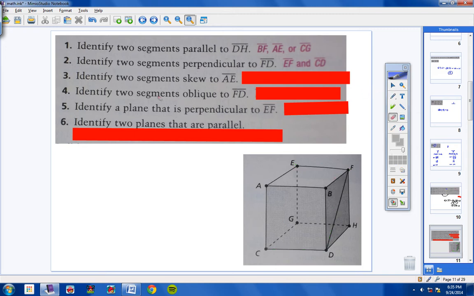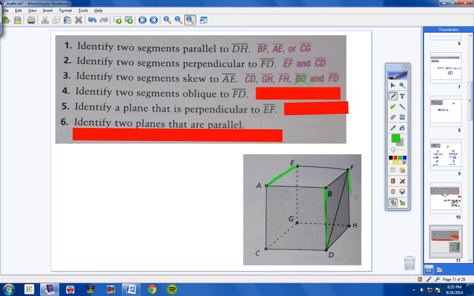All right, identify two segments that are skew to AE. Here's AE. Now skew would mean lines that are not going to intersect but are not in the same plane. Well, BD is not going to intersect. It's not in the same plane. So there's BD.